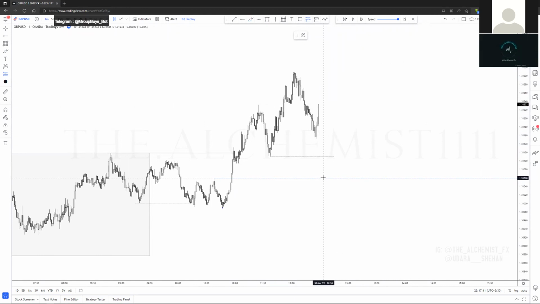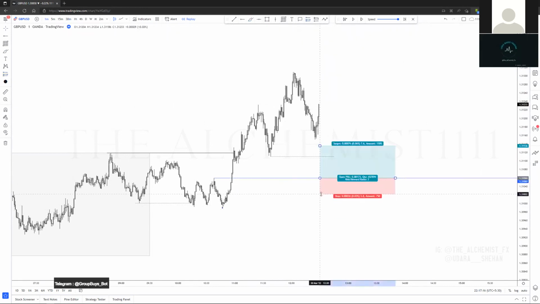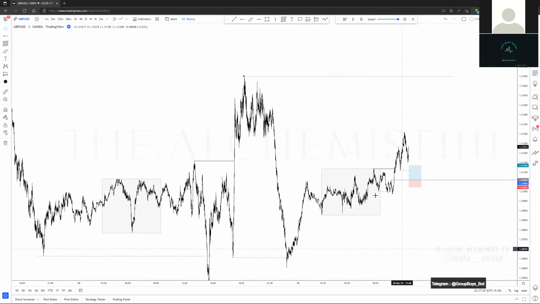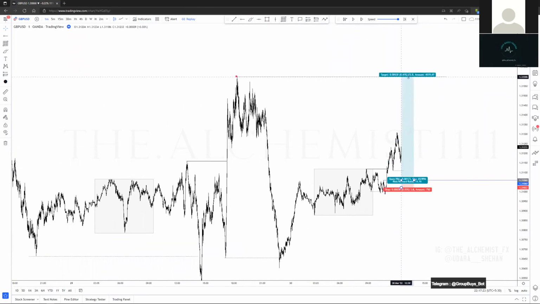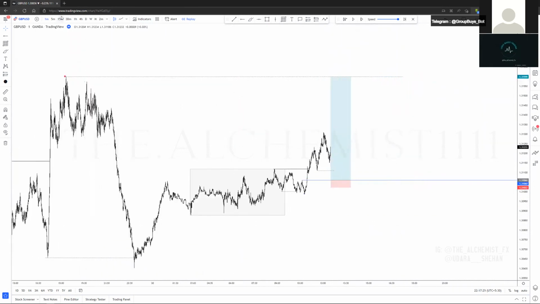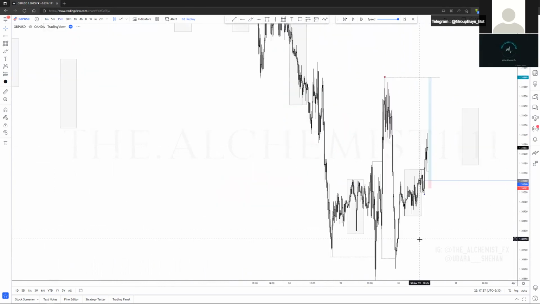Then we set our buy limits here, like this. Stop loss, let's say only 3.8 pips, let's say it's here, because our final targets are up here. That is where the final targets are.